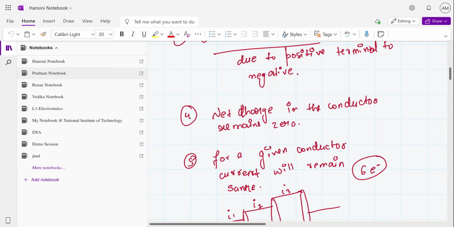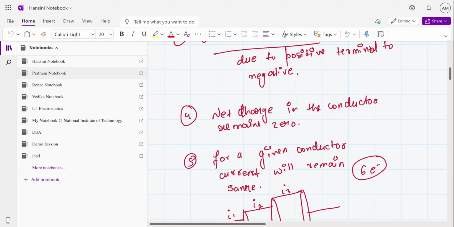Which was the last topic we covered? I think we covered the dipole moment on the equatorial position.